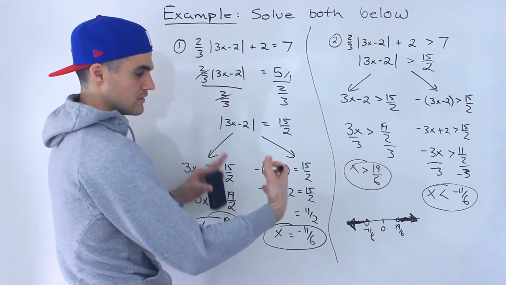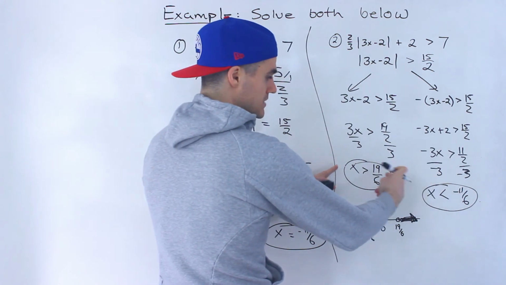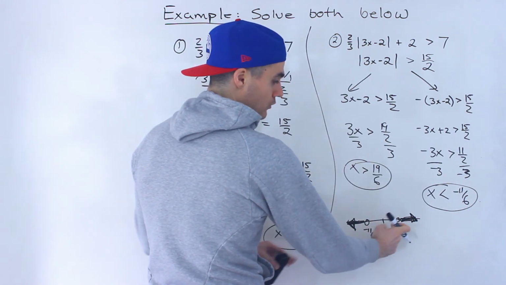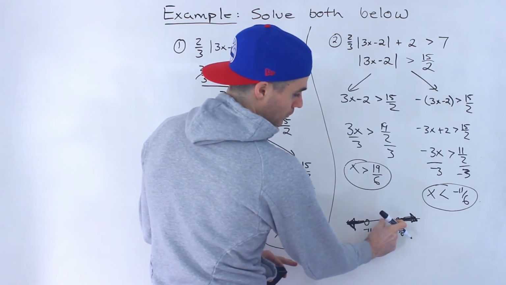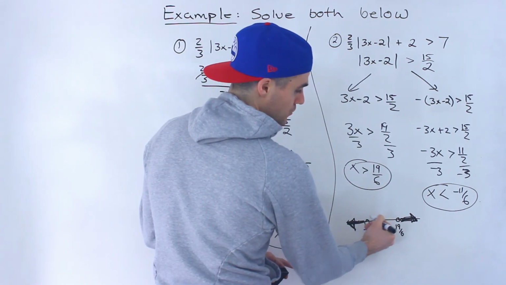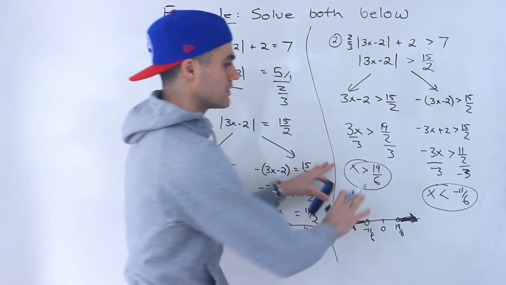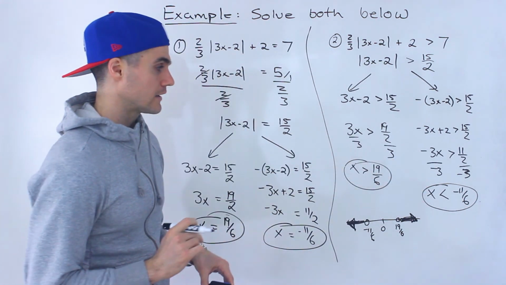Versus the previous one, we were able to combine them because it was greater than the smaller number and less than the larger number. And so the number line would be the shaded in area between the points. But in this case, we can't really combine them. We have to keep them separate like that.